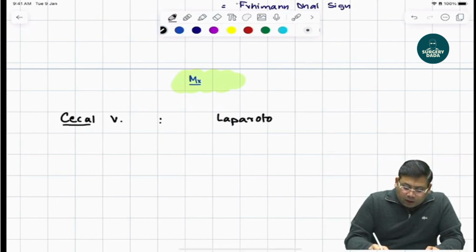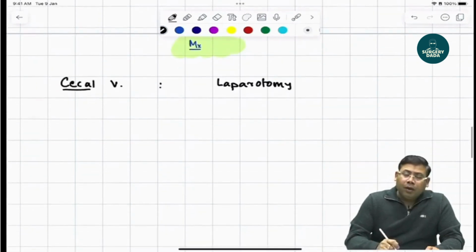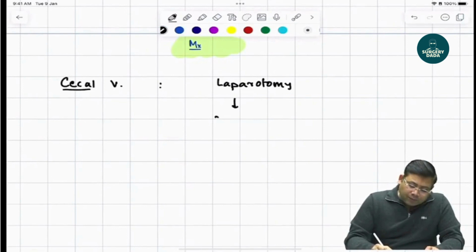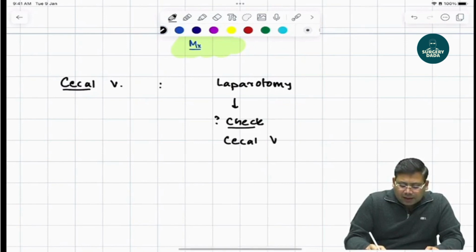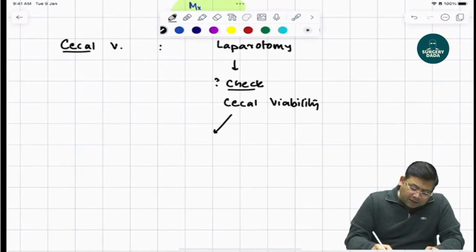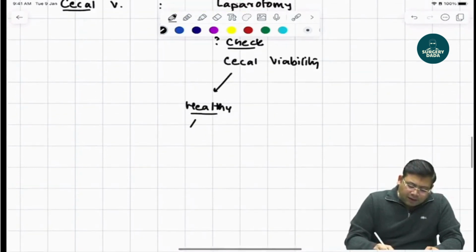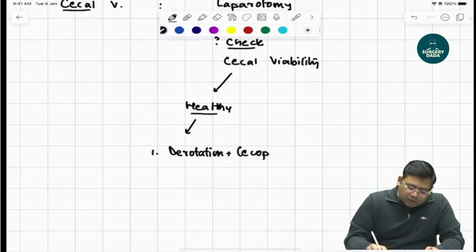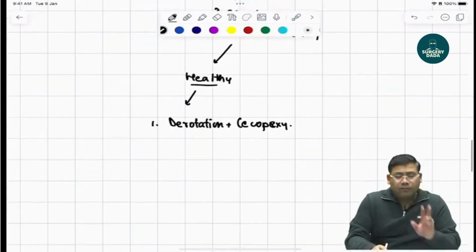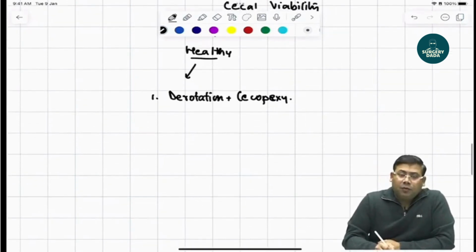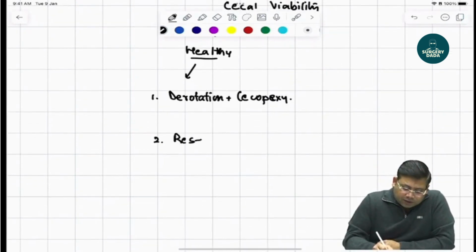And when we talk about laparotomy, what is the next thing that you do? Remember, you check the cecum. So check cecal viability. What are the things that you need to understand? If the cecum is healthy or if the cecum is gangrenous. If the cecum is healthy, then you have 2 options. Either you can go for derotation plus cecopexy. This is one important thing. Another one that you have is you can go for resection plus anastomosis.